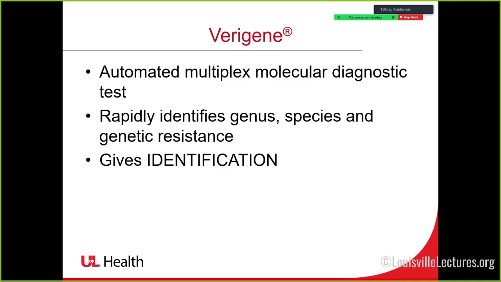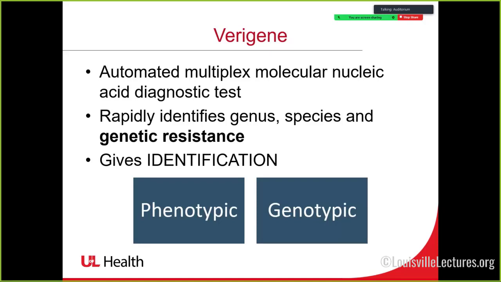What Verigene is, is an automated multiplex molecular diagnostic test, which is a big name for a PCR-based test. So it's looking at the organism's DNA. It can rapidly identify genus, species, and genetic resistance, and it gives you the identification. So this is the next step, right? You've got a positive result, you've got your gram stain, now we're telling you what it is. Keep in mind, the Verigene only has a few different targets that we'll talk about, but this genetic resistance is something that I really want to highlight.